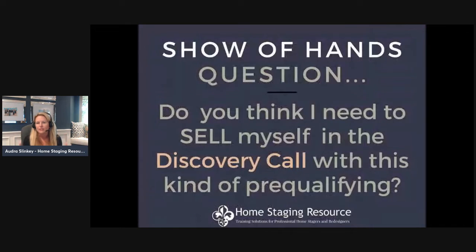And the reason why I mention this in a marketing training is because, do you think that when they see that and they see my pricing, by the time I'm on the phone with them for that discovery call, I need to sell myself with this kind of pre-qualifying? And this is where I see a lot of gaps in designers and stagers' processes. They don't pre-qualify. They're not weeding out the red flag. We're too afraid to do that. But it's a good thing to do that because we need to find the right fit.